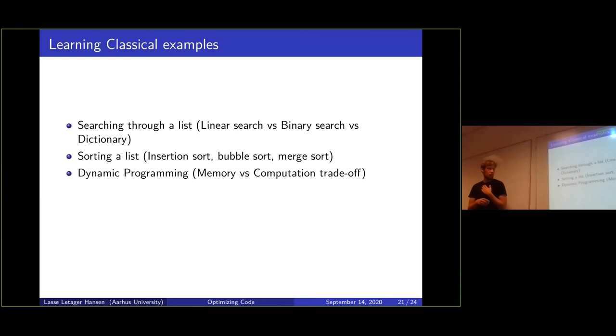Dynamic programming is an entire concept of its own, where you have a memory versus computation trade-off. The idea is, instead of doing a lot of computations, where you might do the same computation multiple times, just save the computation and then look it up whenever you need it, because it can be expensive. The classic example for this is the Fibonacci. If you want to calculate the Fibonacci sequence, it starts with two ones and then the next value is the previous two added together.